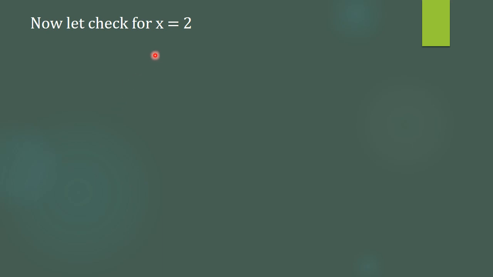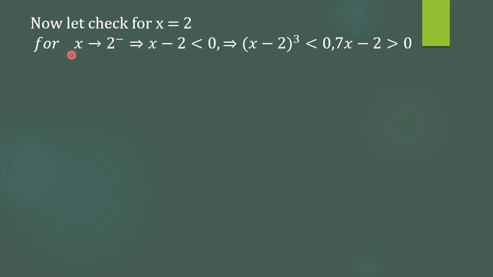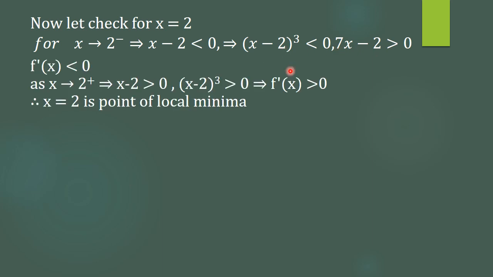Next we will check for x is equal to 2. For x tending to 2 minus, x minus 2 is less than 0, so its cube will be less than 0. But when we replace x as 2 in 7x minus 2, this is 14 minus 2, that is 12, which means it is going to be positive. So this is negative, positive. Ultimately f dash of x will be less than 0.